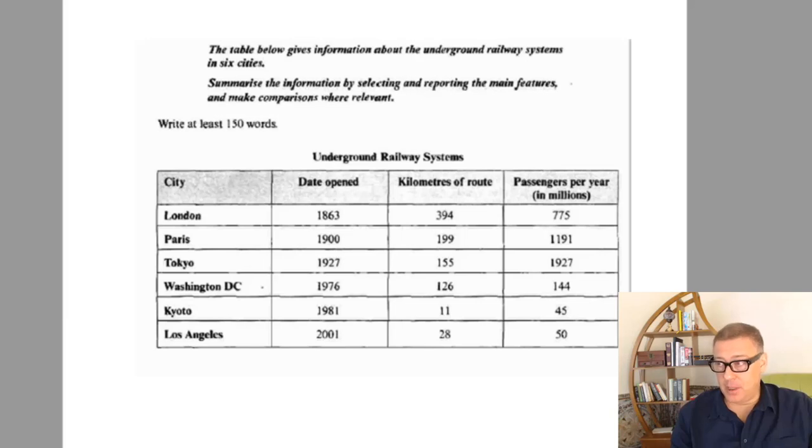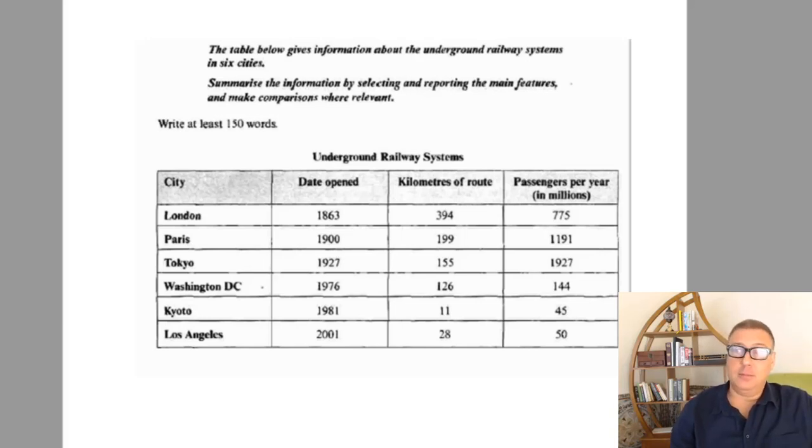45 and 50 for number of passengers per year in millions in Kyoto and Los Angeles, 11 and 28 for kilometers of route. Those are similar, and you can discuss those perhaps in the same sentence in the way that I did in the pie charts lesson with similar categories. So in terms of how we would divide our details paragraph, that would be a good way to do it. Older railway systems and newer railway systems. And what is our overview? That's essentially helped us find our overview.